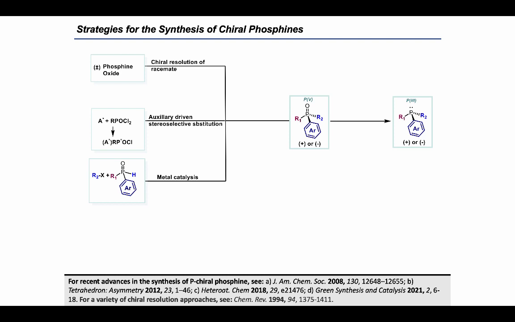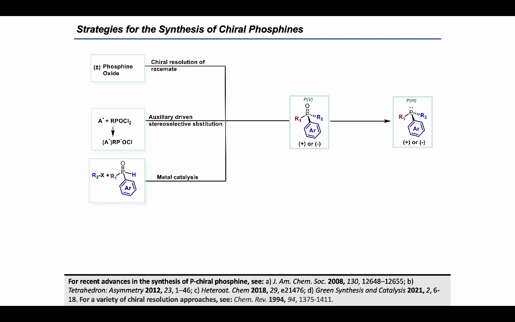The more traditional method, which involves the resolution of racemate, sincerely speaking, has serious drawbacks. For example, it requires tedious recrystallization and chromatographic separation that results in low yields of the desired optically active phosphine oxide.